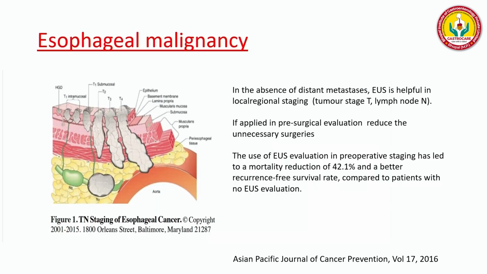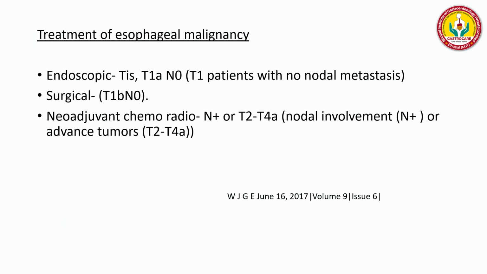In esophageal malignancy, in the absence of distant metastasis, EUS is helpful in loco-regional staging, and it has reduced some of the preoperative staging and hence the mortality also. If we consider the treatment for a T1 where we have mucosa involvement, till then we can consider the endoscopic method of treatment. Once the submucosa is involved, we can consider the surgery. Once the T2 is involved, we have to consider the neoadjuvant. So this is the basic principle.